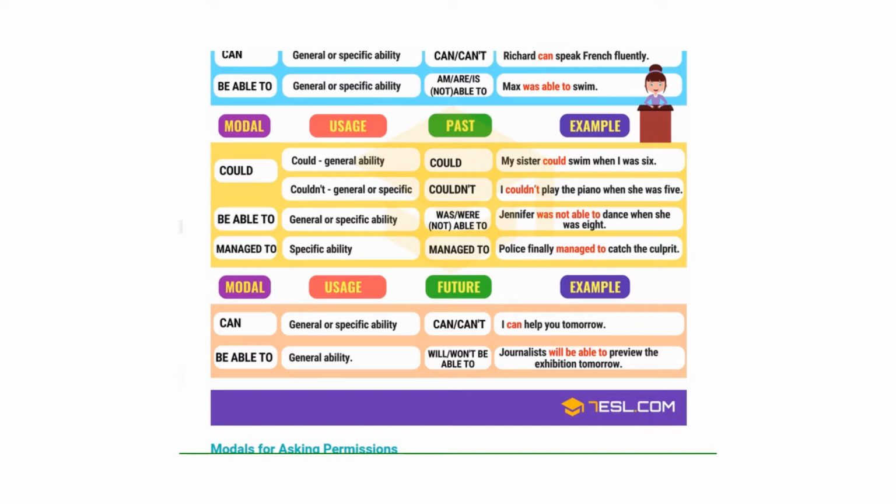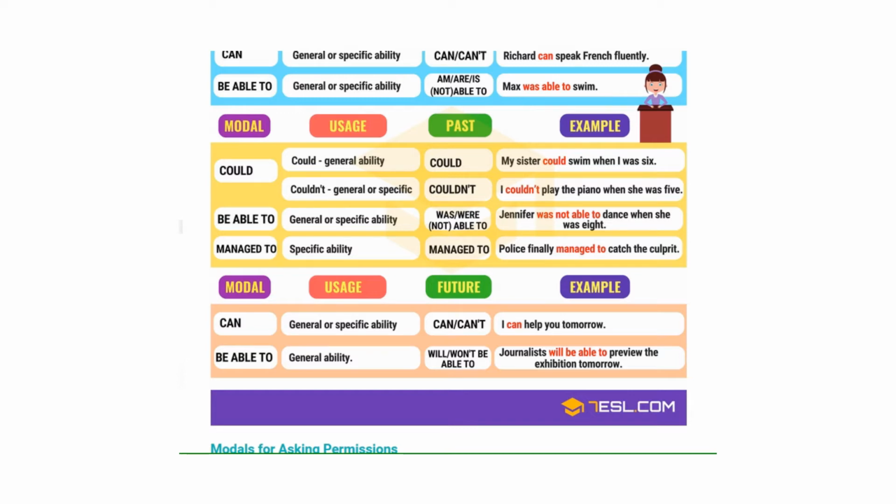And in the past, of course, we say could or couldn't. Example, my sister could swim when I was 6. I couldn't play the piano when he was 5 or she was 5. Be able to, we have general or specific ability. Manage to, specific ability. So we have was, were, not able to. Jennifer was not able to dance when she was 8. Managed to. Police finally managed to catch the culprit.